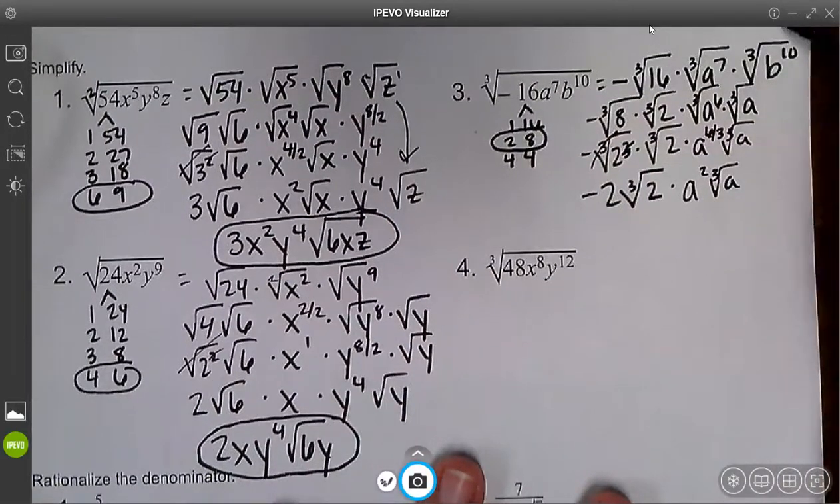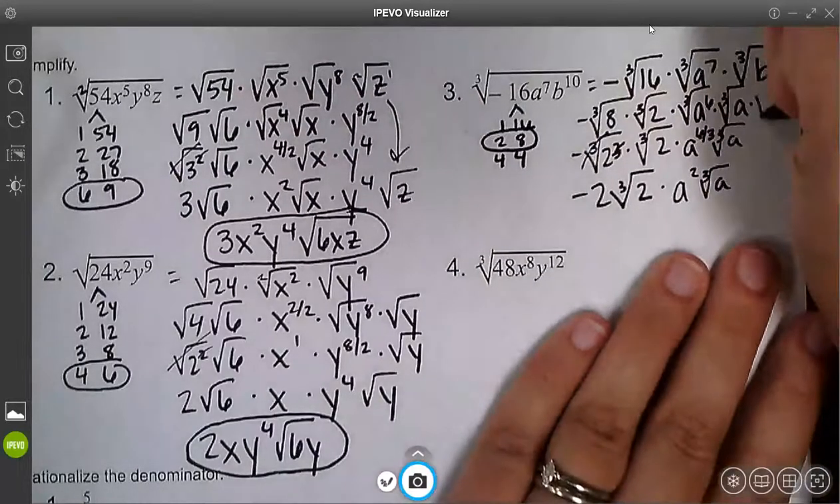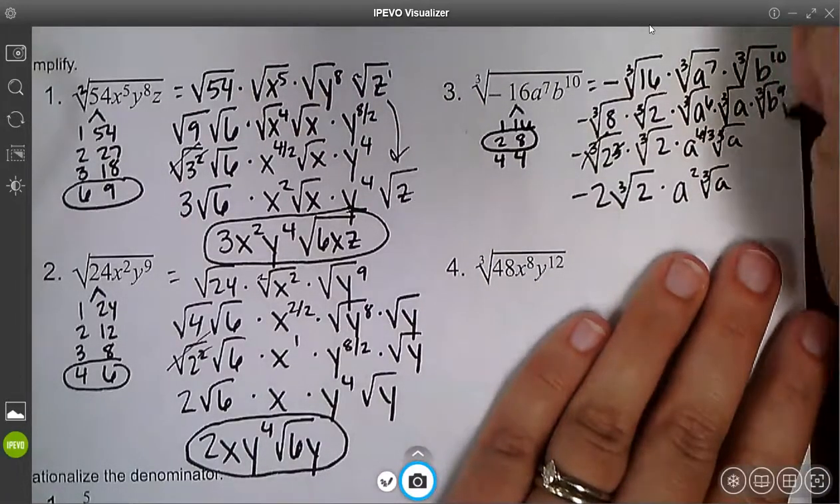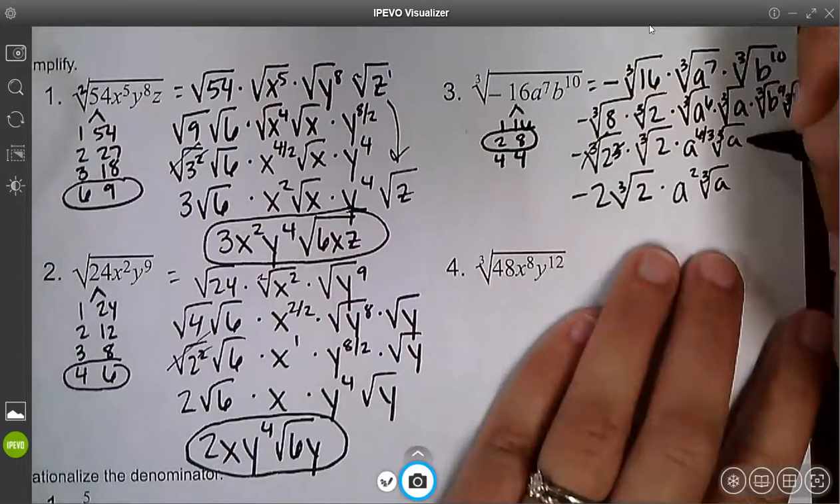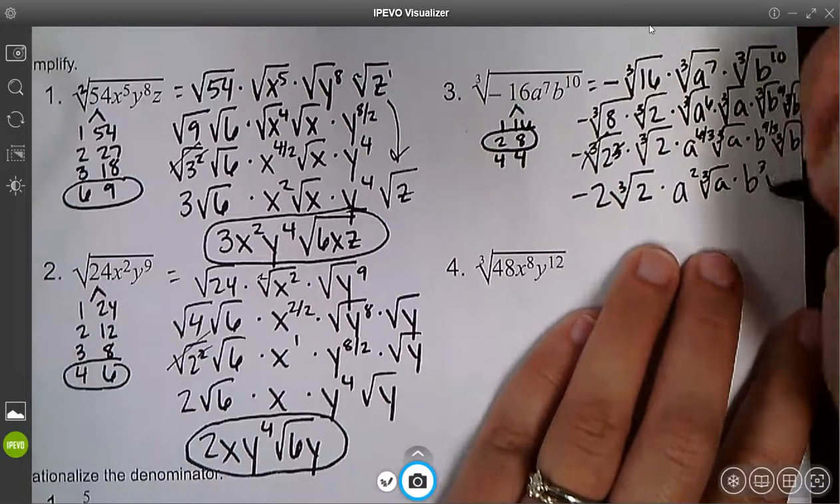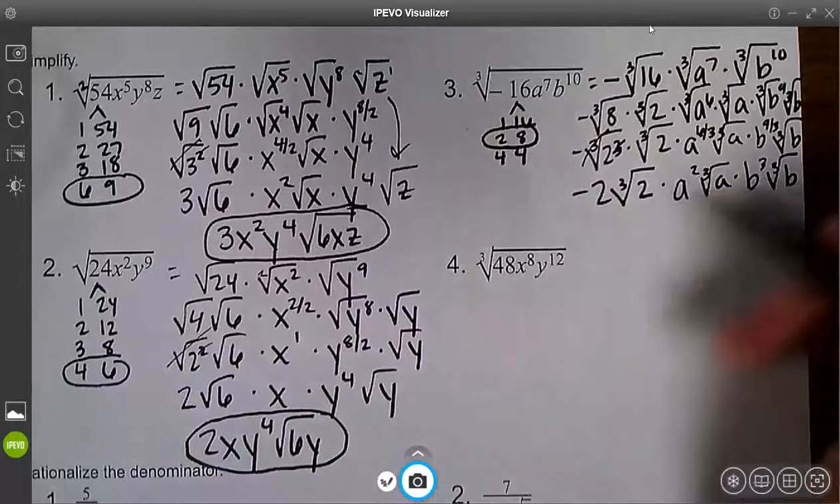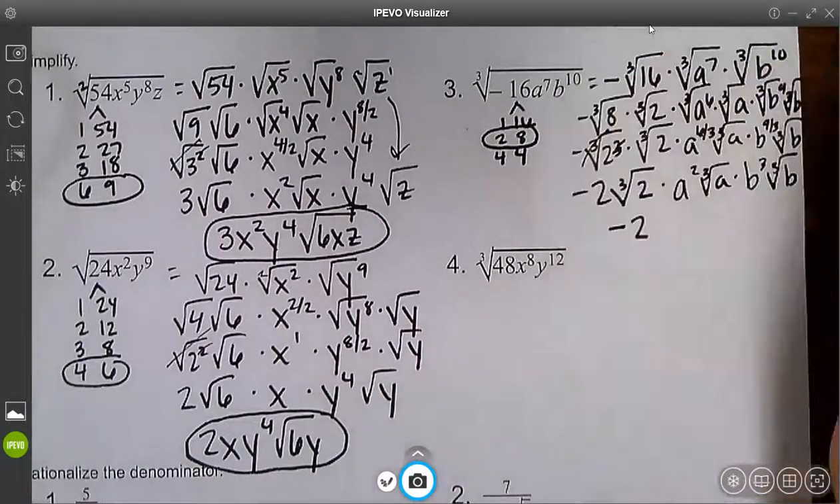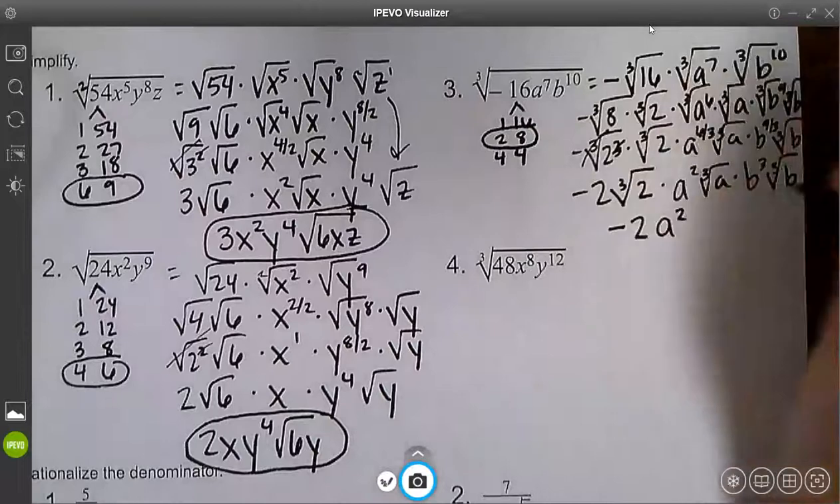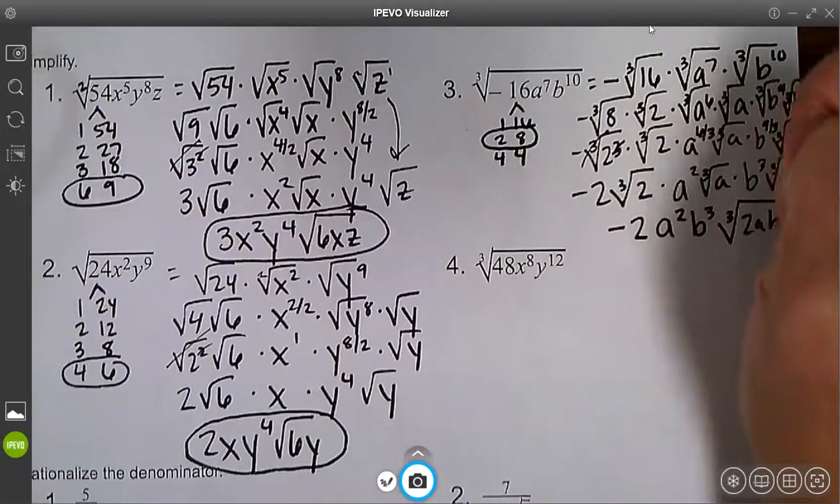b to the 10th. 10 is not divisible by 3, so I can take 1 away and make 9. 9 is divisible by 3. So now I have b to the 9 over 3 times the cube root of b, or b cubed times the cube root of b. Do the same thing as with the square root. Write everything that's outside together and everything that's inside together.